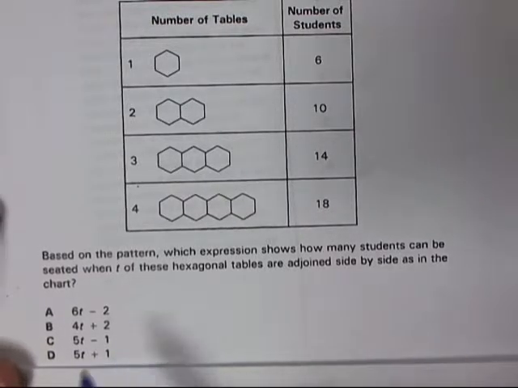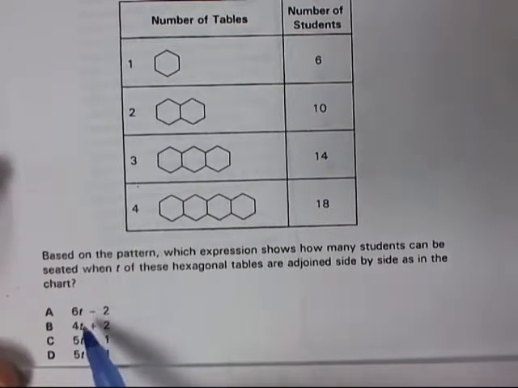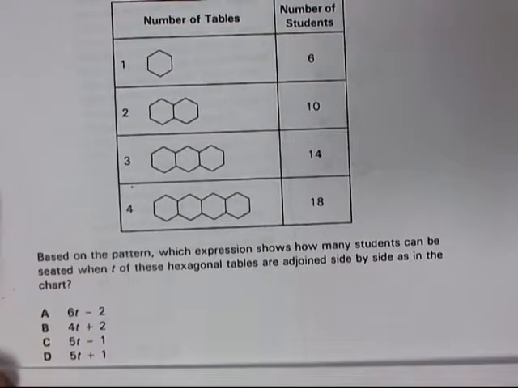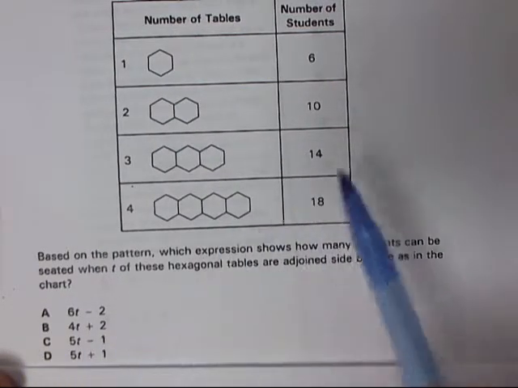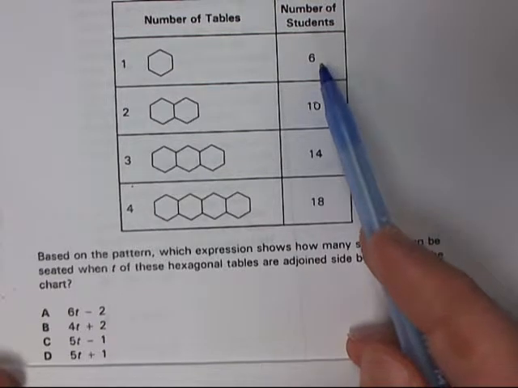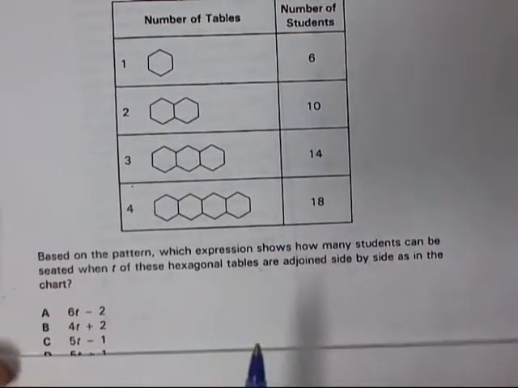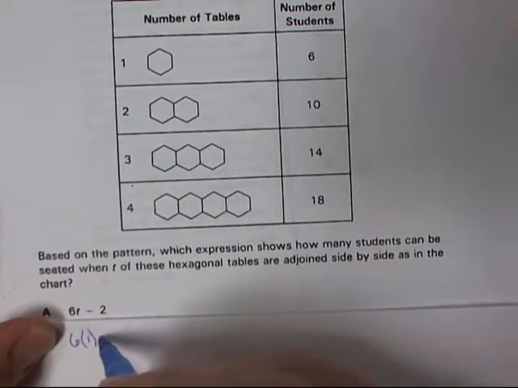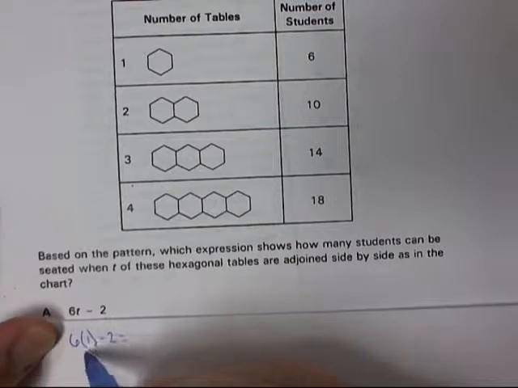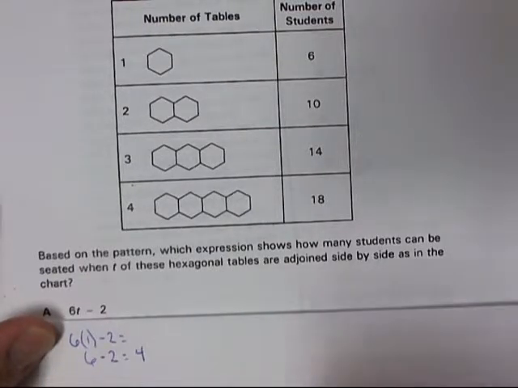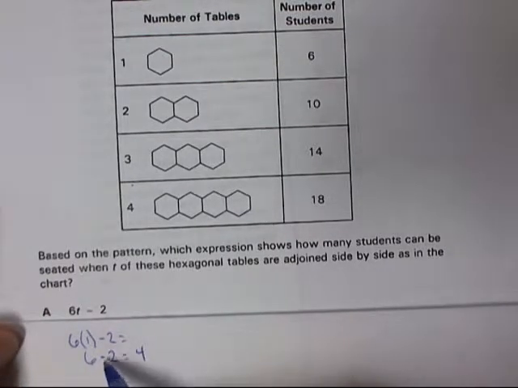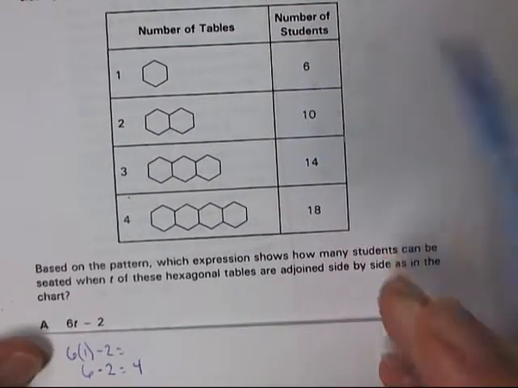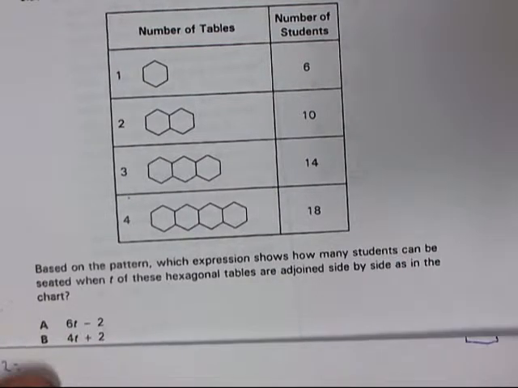So we want to substitute a table number into our answer choices to see if it returns the number of students that we're looking for given the number of tables. So let's look at answer choice A. When we substitute one table into answer choice A, 6 times 1 is 6, minus 2 gives us 4. We're not looking for 4 when there's one table. We're looking for 6, so it can't be answer choice A.